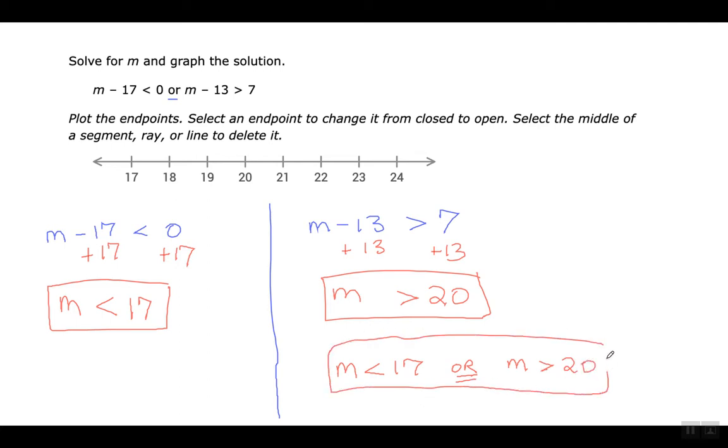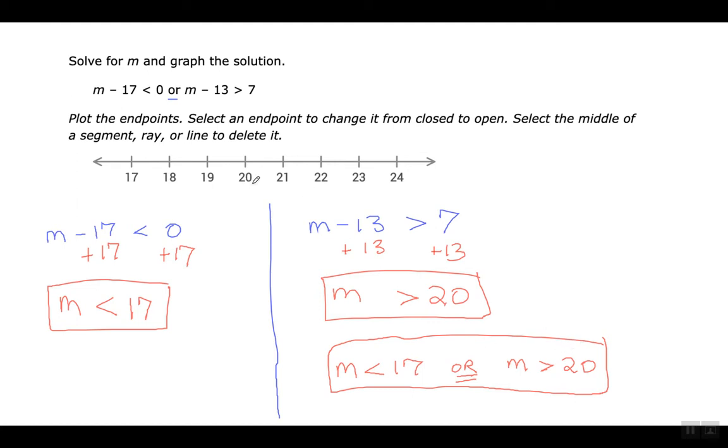Okay, because a number cannot be both less than 17 and also greater than 20. That's impossible. It's either one or the other. So whenever you have that situation, you have to write or in the middle. Okay? M es un número menos de 17 o también puede ser más grande que 20. Pero como es imposible ser los dos a la misma vez, un número no puede ser menos que 17 y a la misma vez más grande que 20. Eso es imposible. Así que cuando tienen esta situación se escribe en inglés or en el medio. Quiere decir que es m menos que 17 o m más grande que 20.